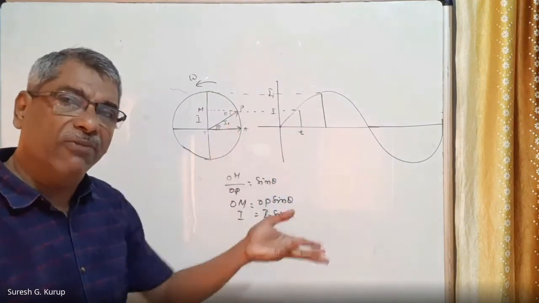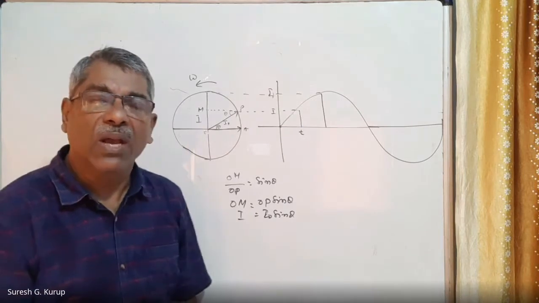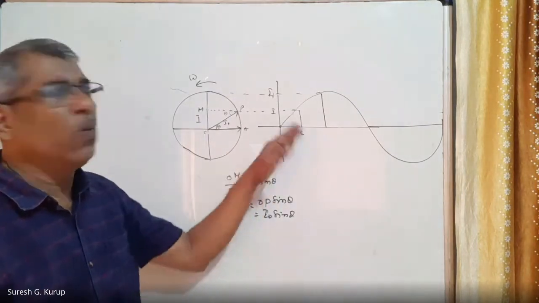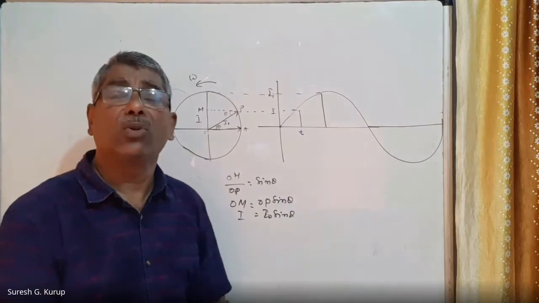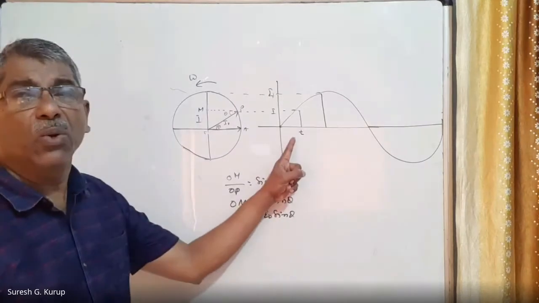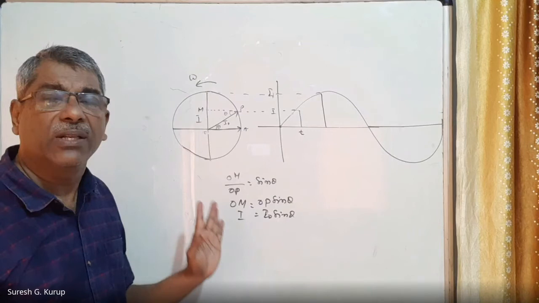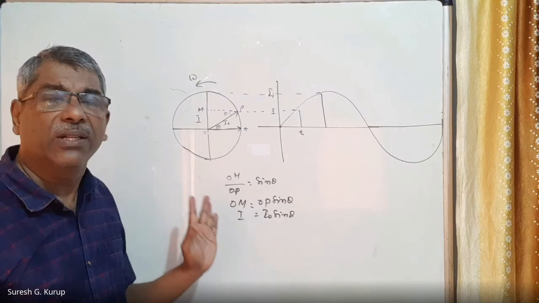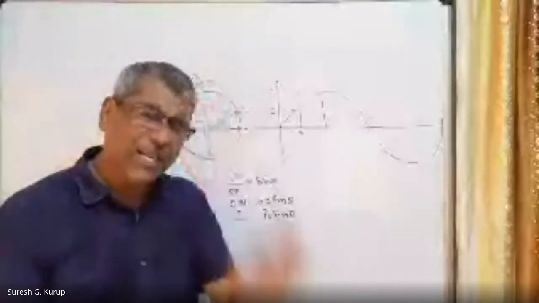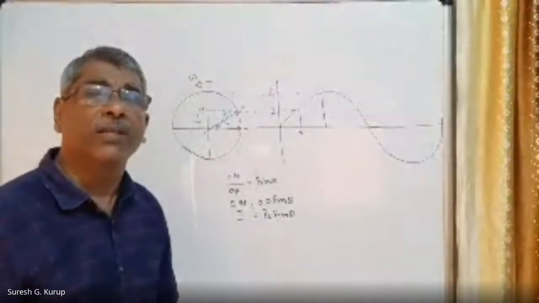So by the rotation of the phasor, we can see what is happening in the circuit. At what time what is the value of current can also be calculated. At what time the current is maximum, at what time the current is minimum, and at any instant the value of current, everything can be calculated using the rotation of the phasor. So this is the importance of a phasor. Using a phasor, we can know what is happening in the circuit. At any instant, the amount of current and voltage can be calculated.